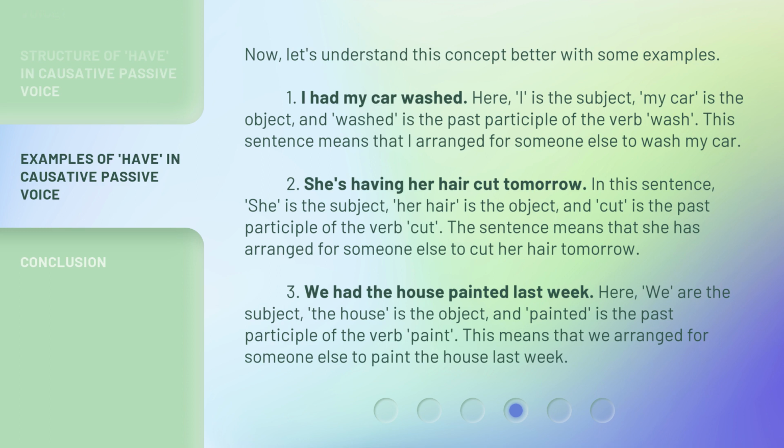3. We had the house painted last week. Here, we are the subject, the house is the object, and painted is the past participle of the verb paint. This means that we arranged for someone else to paint the house last week.